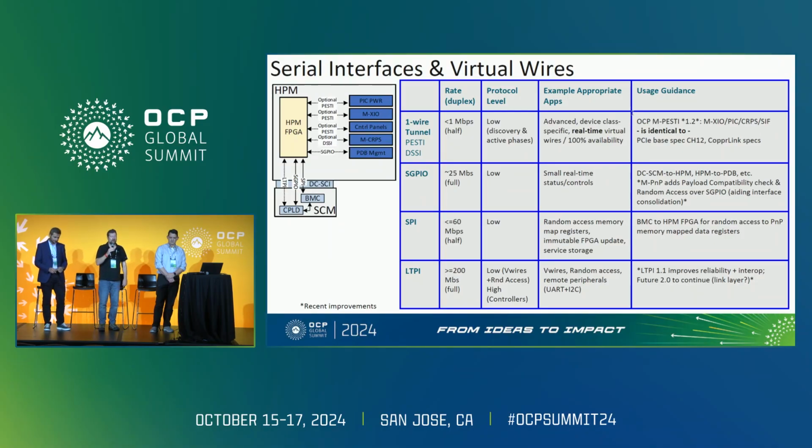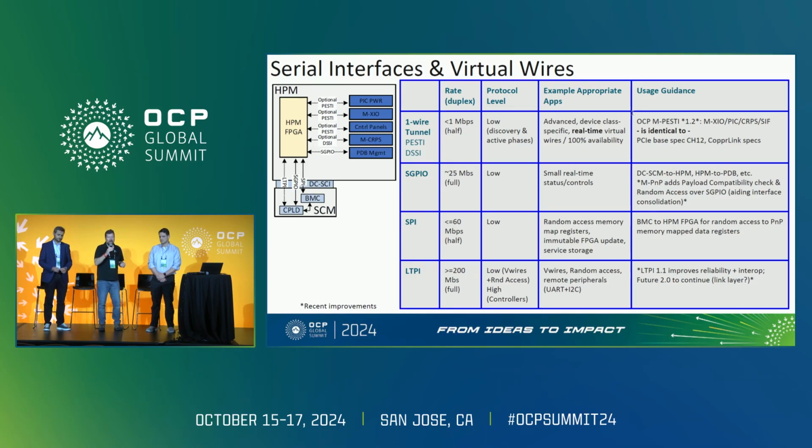Next, there's a series of single wire serial interfaces, different virtual wire, or small limited number of wire interfaces, such as LTPI. As you can see, there are different signals and different bandwidths. You have PESTI, which, if you look at the MPESTI spec, is designed to do some low-level discovery and to provide a set of virtual wires. I believe it's up to 16 virtual wires that you can essentially get as real-time traffic through the PESTI interface.